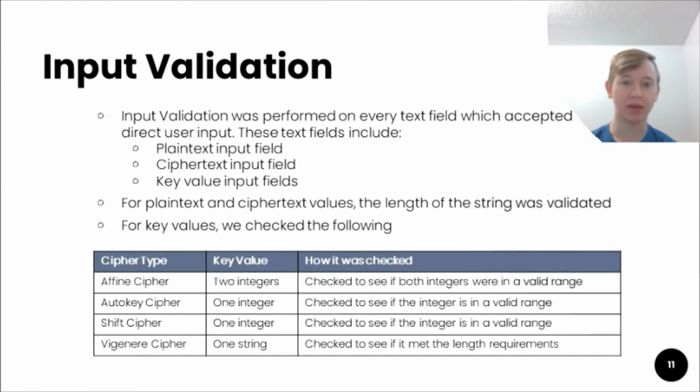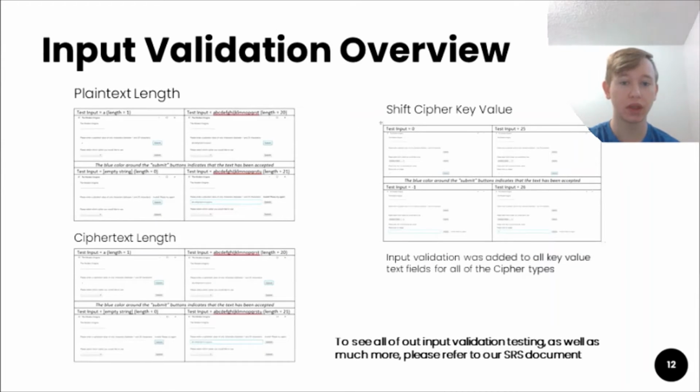For the key values, we tested based on what key value each required. So if the cipher type required an integer value, for example, we checked to ensure that the integer was in a valid range. If the key value was a string, though, we would check to see if it was a valid length. And in order to ensure that our input validation functioned properly, we tested all our inputs based on values which we determined when conducting our black box testing earlier.